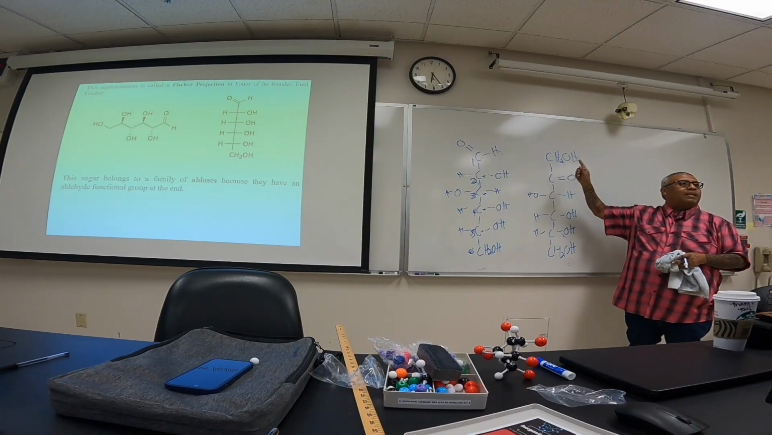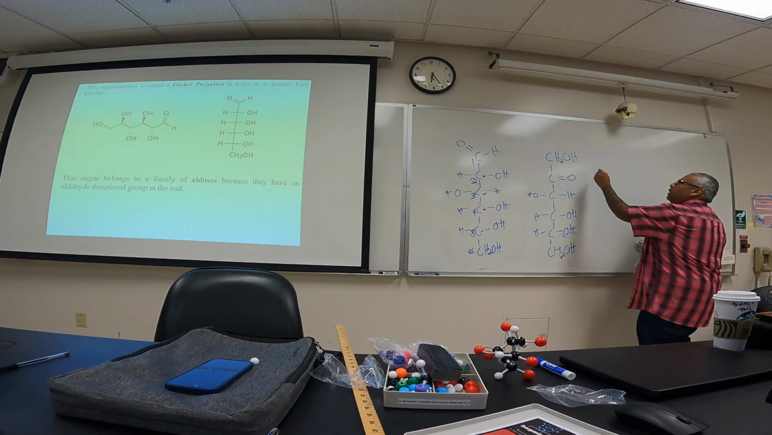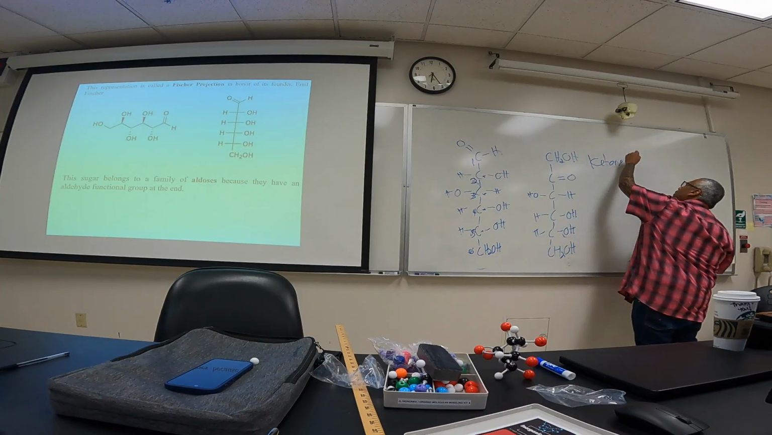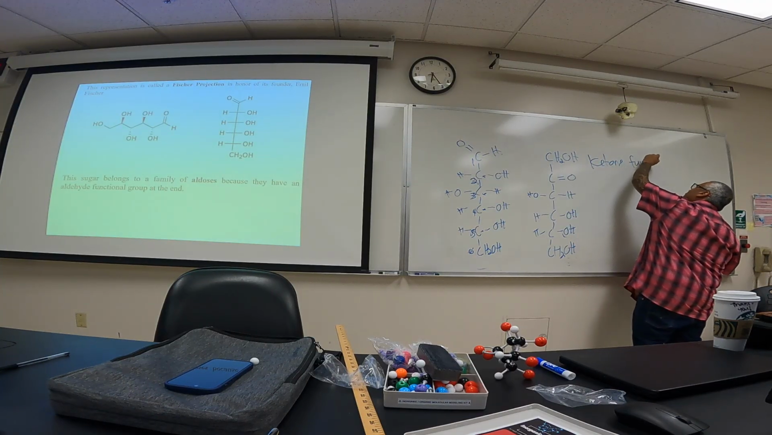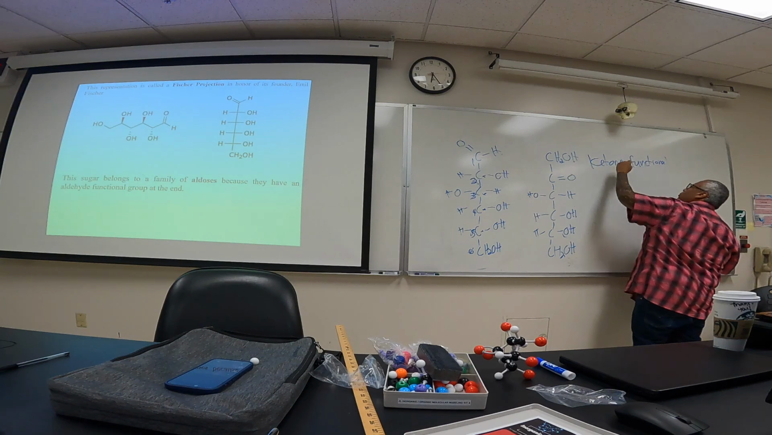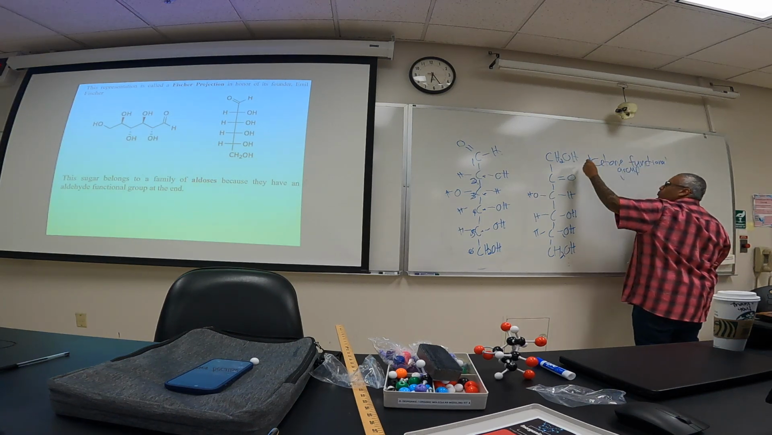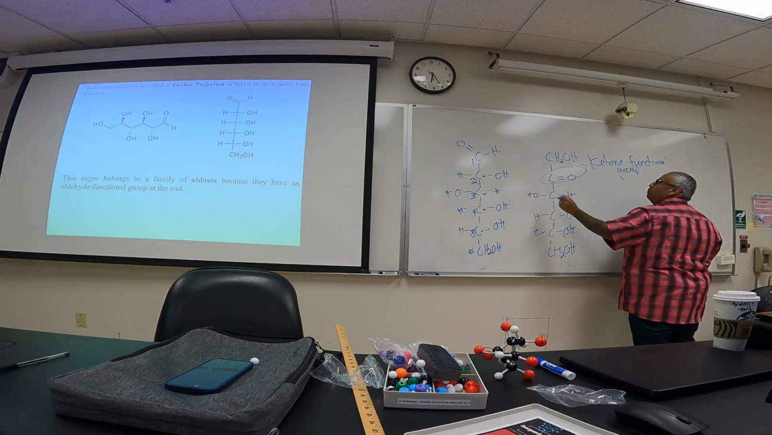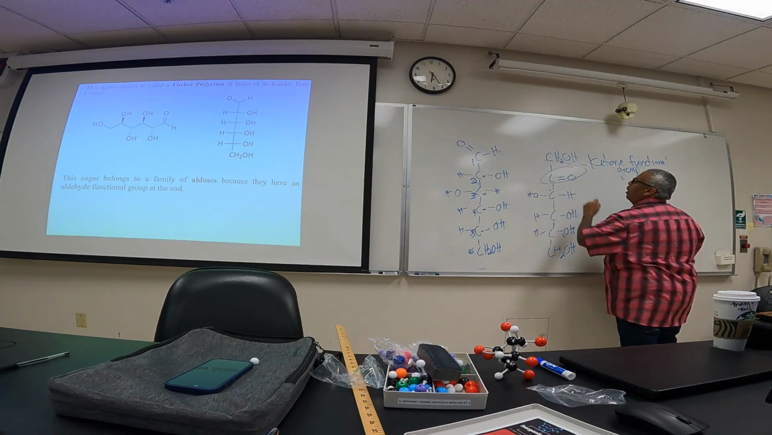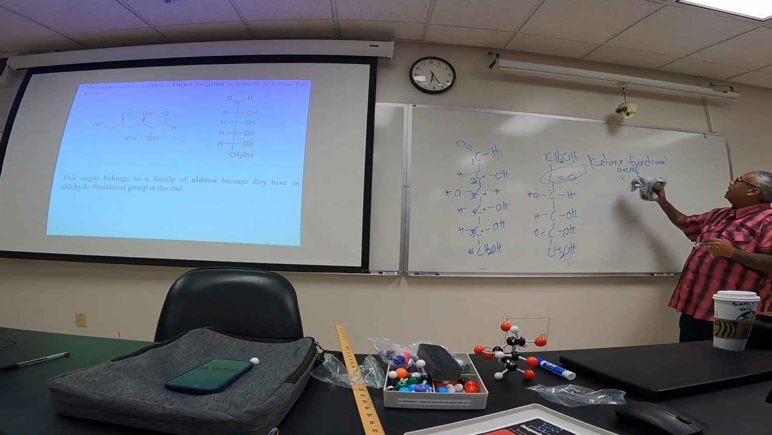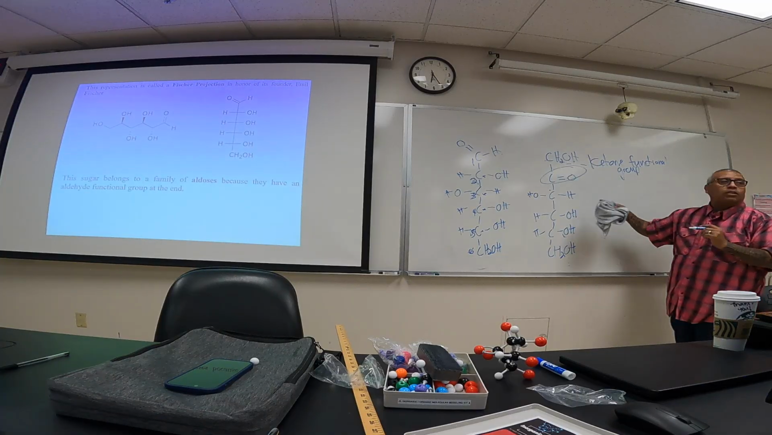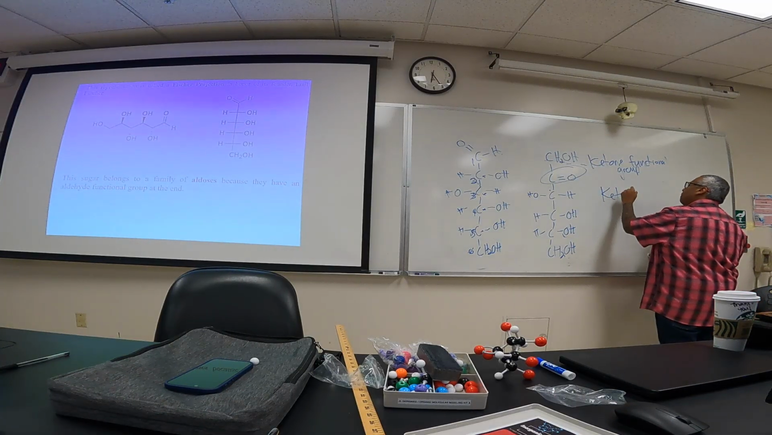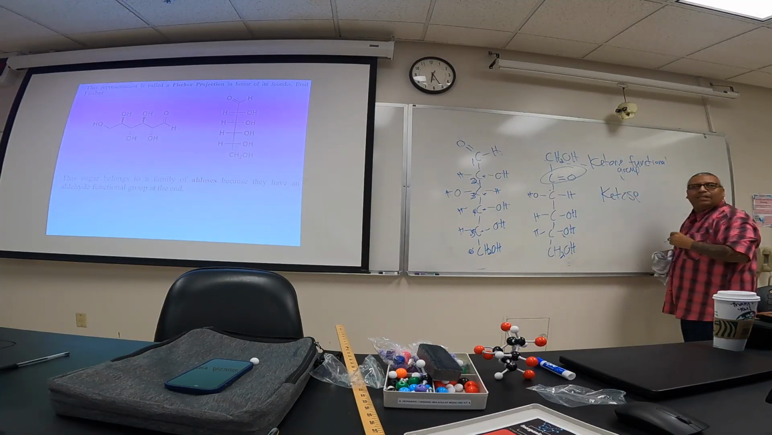This is not an aldehyde functional group. Right? This is a ketone functional group right here. Right? We have this carbon said this has a ketone functional group. This particular sugar here is what we call ketose.